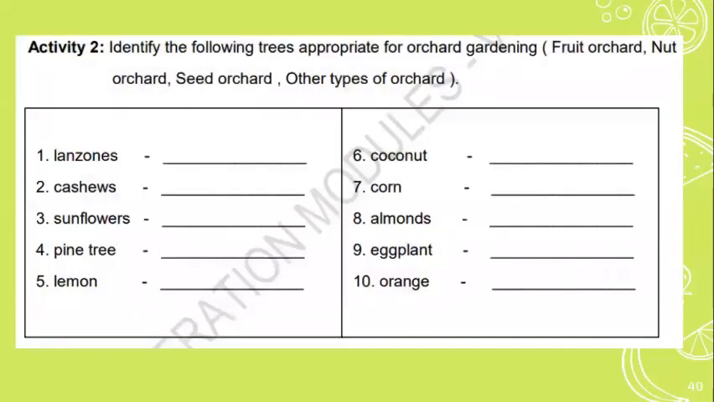And for your activity 2, you are going to identify the following trees appropriate for orchard gardening: fruit orchard, nut orchard, seed orchard, or other types of orchard. So you are going to identify the fruits. Which type of orchard does it belong to? Get it?